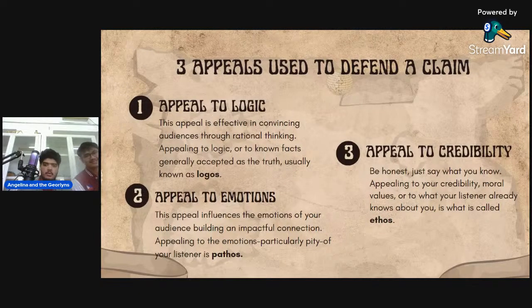Yeah. And appeal to credibility. Be honest, just say what you know. Appeal to your credibility, moral values, or to what your listener already knows about you is what is called the ethos. So appealing to your credibility is to show that you are a good person and to let the people who already know you appeal to their knowledge of who you really are.